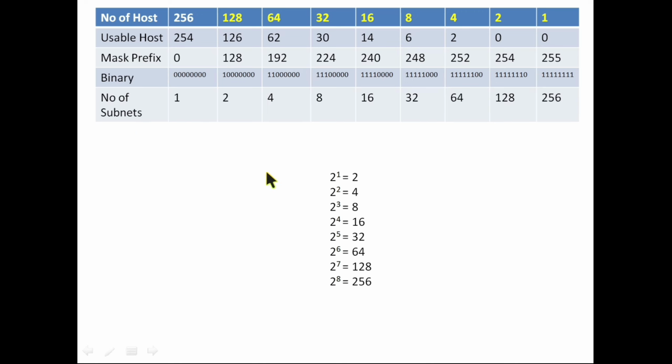Now the number of subnets. Subnet here means we have to count the number of 1. Here it is 1. 2 to the power 1 equal to 2. That is we divide into 2 networks. Number of 1 here is 2. 2 to the power 2 equal to 4. 2 to the power 3 equal to 8, we divide the network into 8. So we increase 1, and it doubles: 2 to the power 4, 8, then 16, 32, doubling, multiply by 2, 64, 128 and 256. In this way we prepare this table.